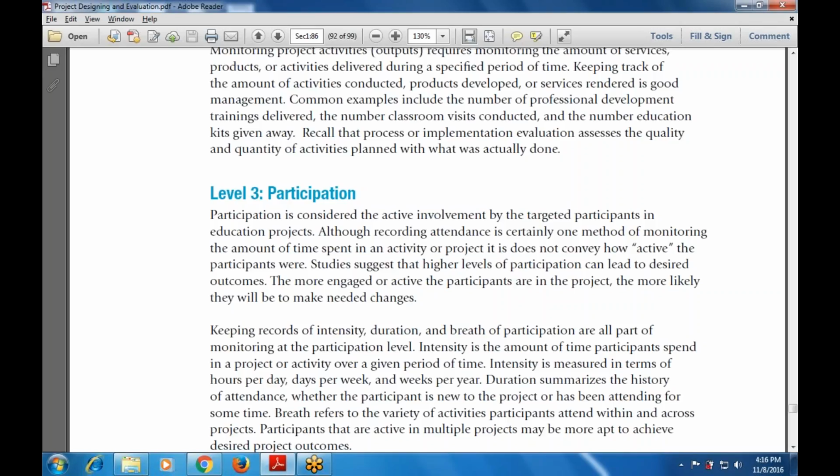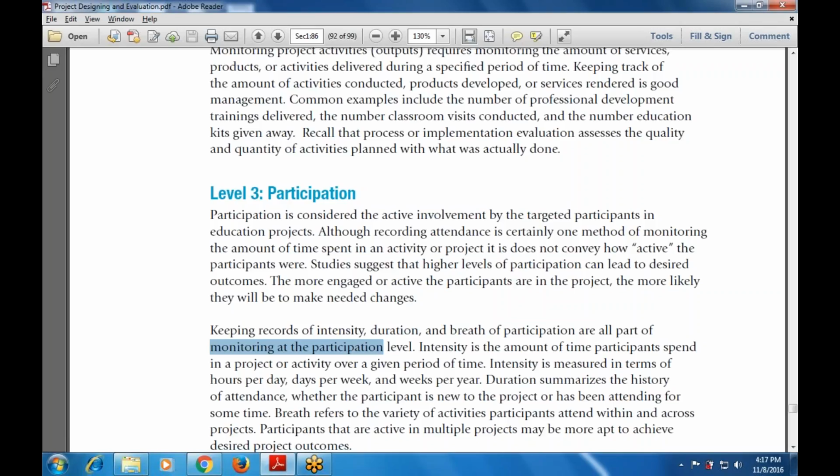Whatever the participation activities, whatever the criteria for participation, whatever the engagement activity, whatever participants are used in the project. Keeping a record of the intensity, duration, and breadth of participation is part of the monitoring at the participation level.